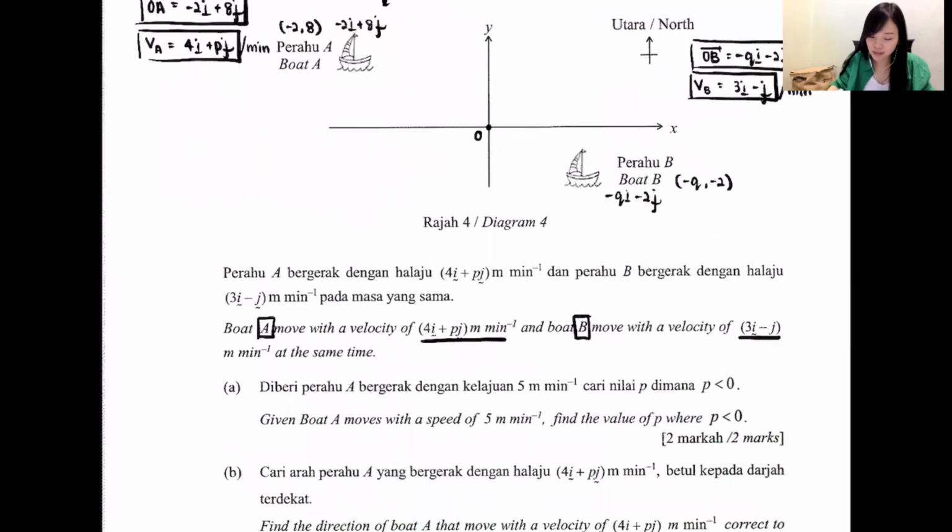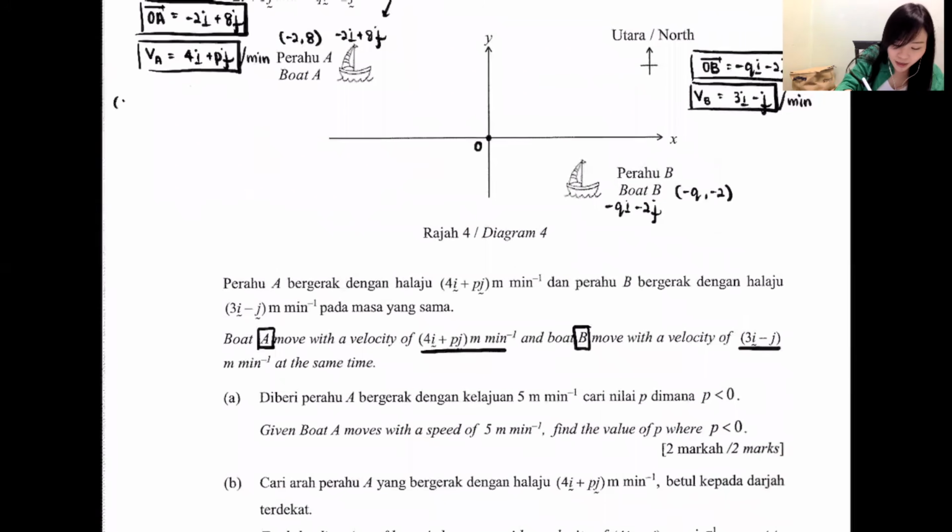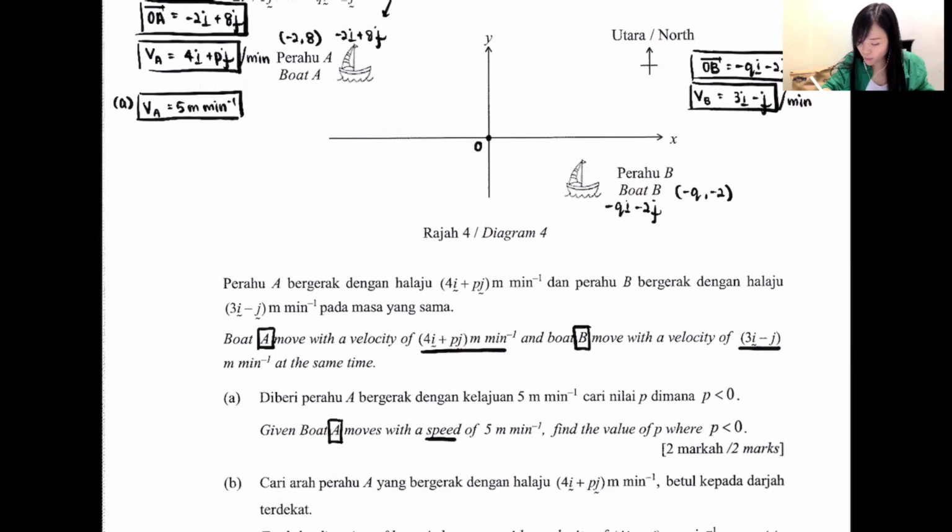So with all this, next, let's start from A. They say, given boat A moves with a speed of 5 meters per second. Now they suddenly say the speed again. So the speed for who? Boat A. Isn't the speed for boat A VA? So now they say the VA is actually 5 meters per second. Correct? Then they want me to find the value of P. Wow, then they want me to find P.